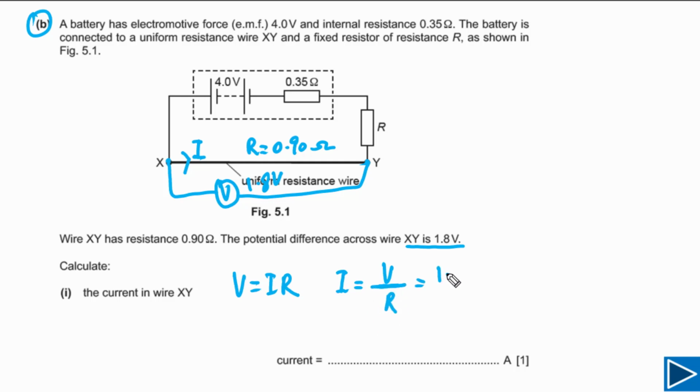So the potential difference across the wire is 1.8 volts. We need to divide by the resistance of the wire, that is 0.90 ohms. So our final answer in this case will be 2.0 amps. And this is the final answer. This question has only 1 mark. If you have got the right answer, you will get this 1 mark. So simply we can say up to 2 SF, this is 2.0 amps.